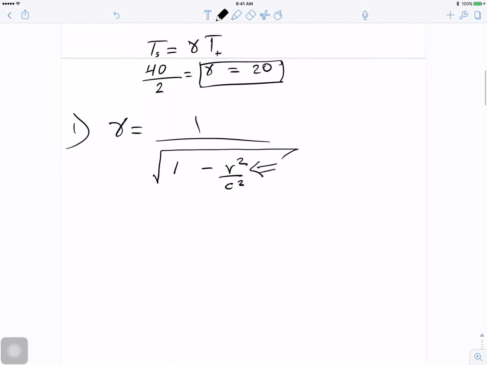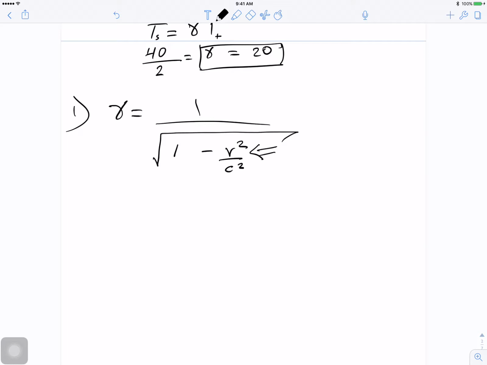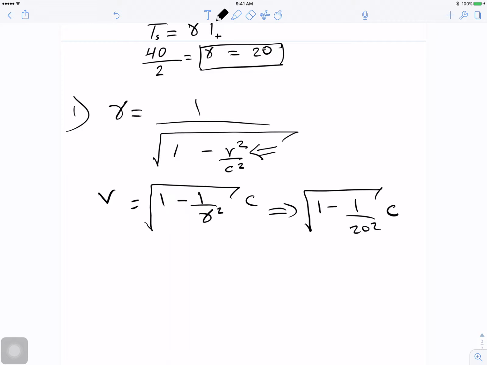So doing some algebra, v equals the square root of 1 minus 1 divided by 20 squared, times c. And for this I got 0.9987 c.